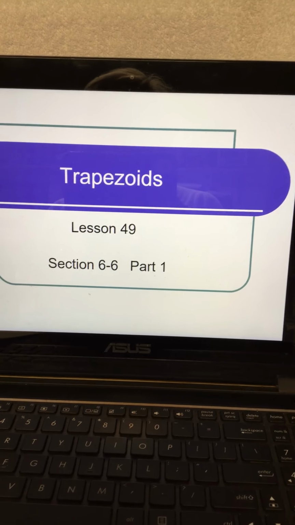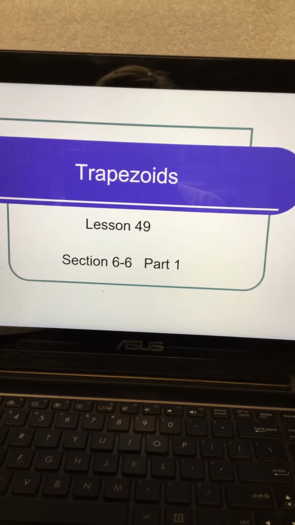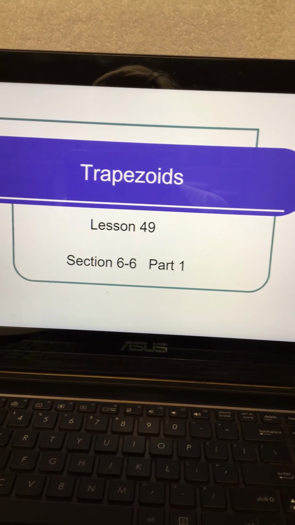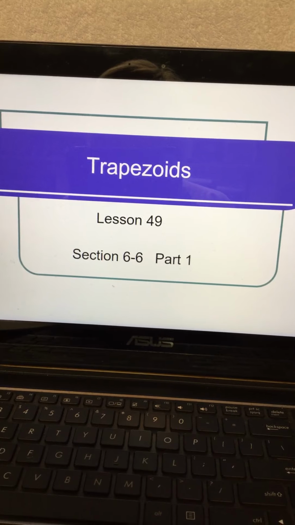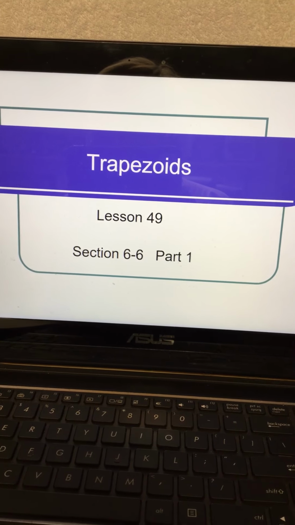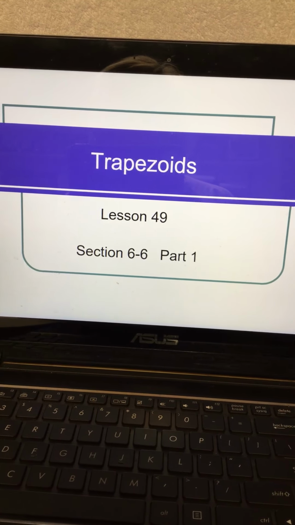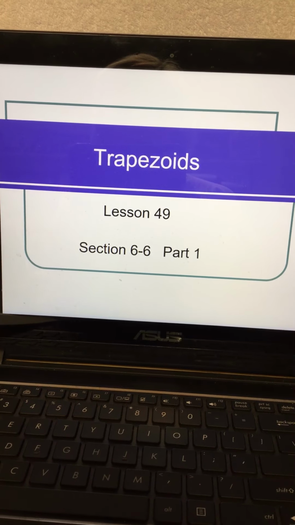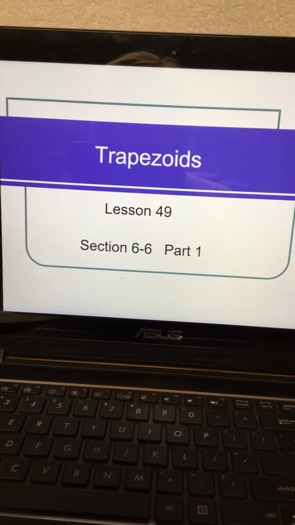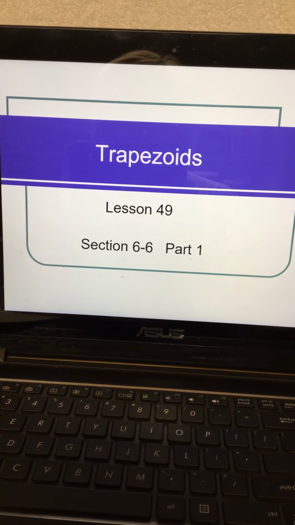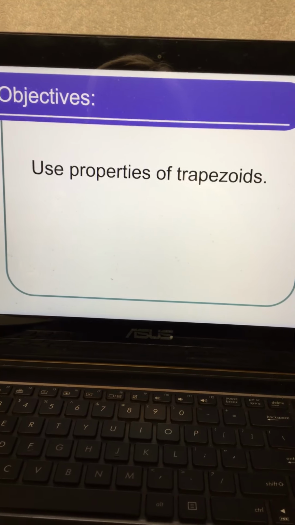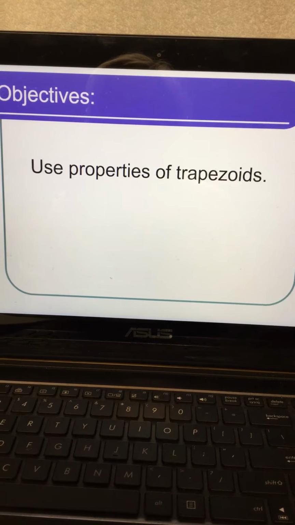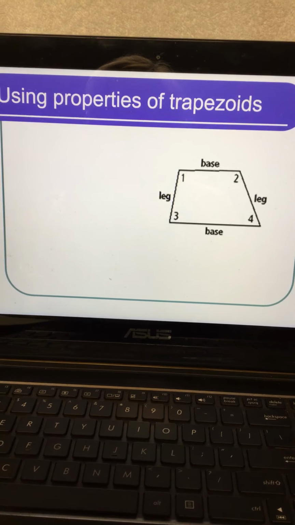All right, today we're going to start lesson 49 on trapezoids. And you know the definition of a trapezoid because we talked about it briefly when we were doing the area formulas. So this is the first part of section 6.6 on trapezoids. The second part talks about kites. We're going to learn how to use the properties of trapezoids today, and there's 3 theorems that we'll be discussing.